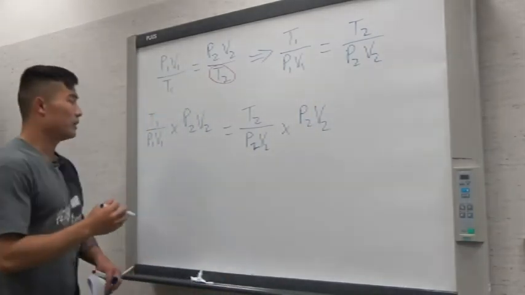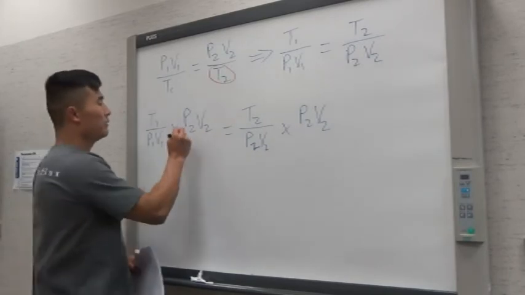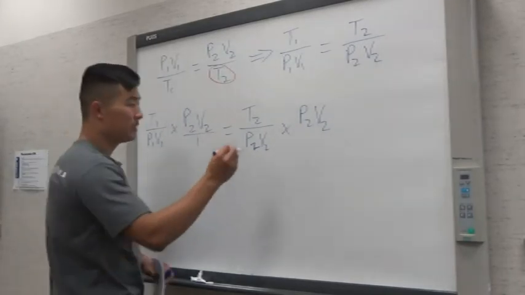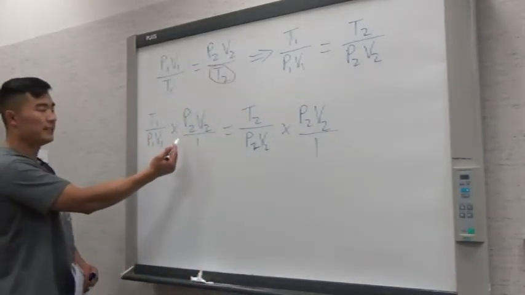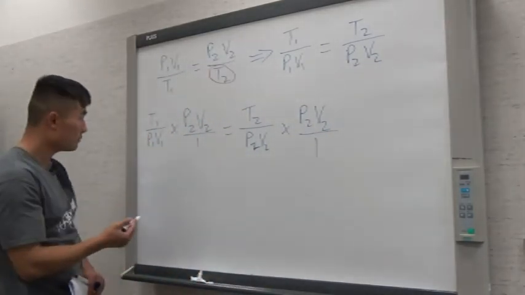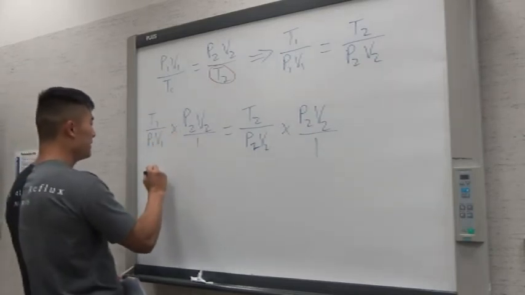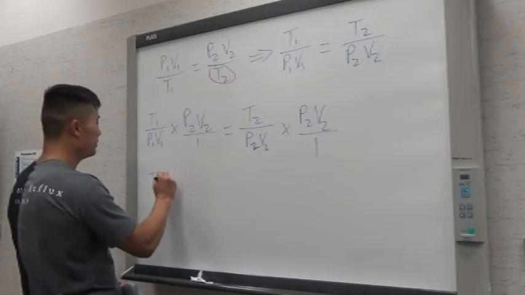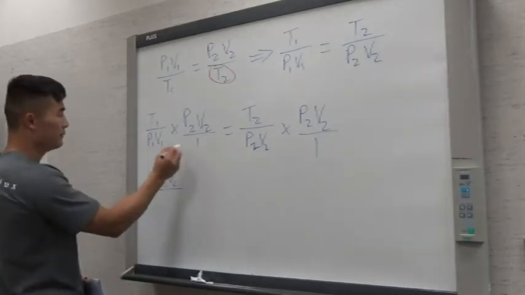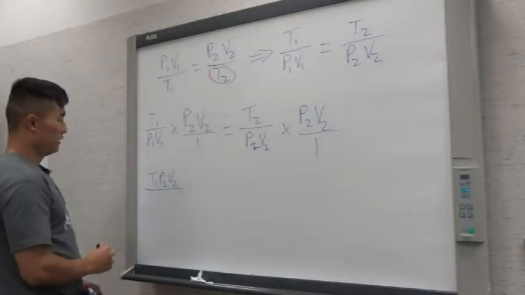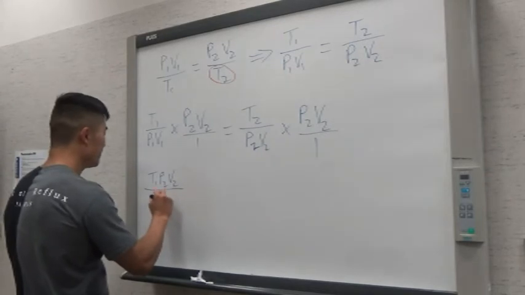So we can turn this P2V2 into a fraction by putting it over 1, and we'll do the same on this side. So now we're going to multiply these two fractions together. We just went over that. So multiply the numerators. That's going to be T1 times P2 times V2 over 1 times P1V1, and 1 times anything is just itself. So we don't need to put the 1 there.